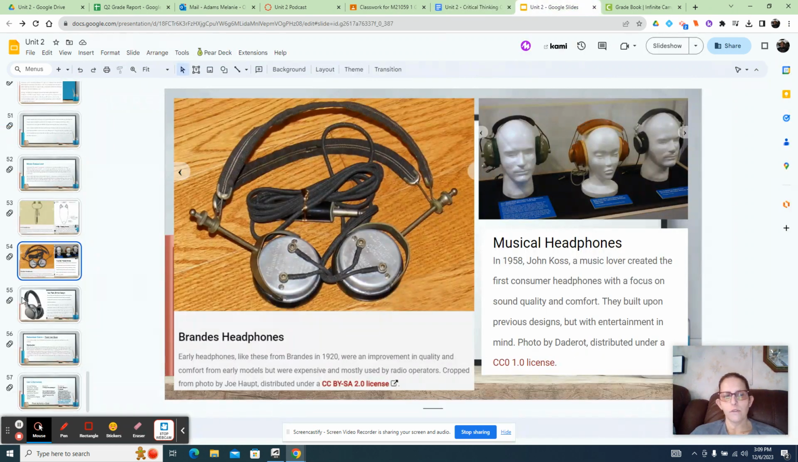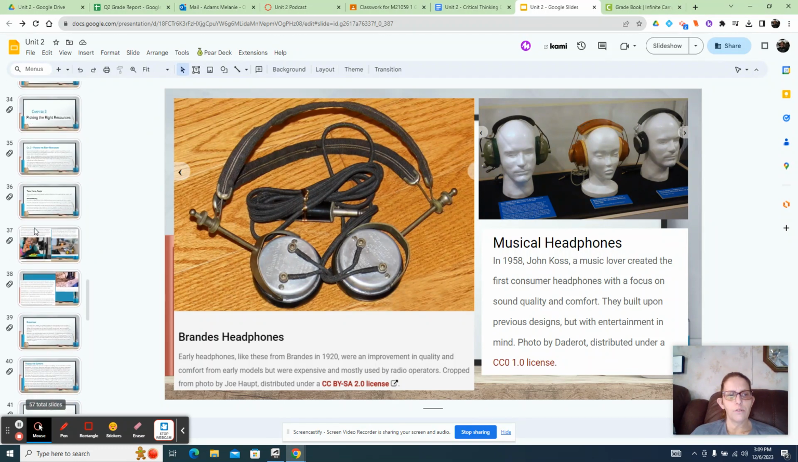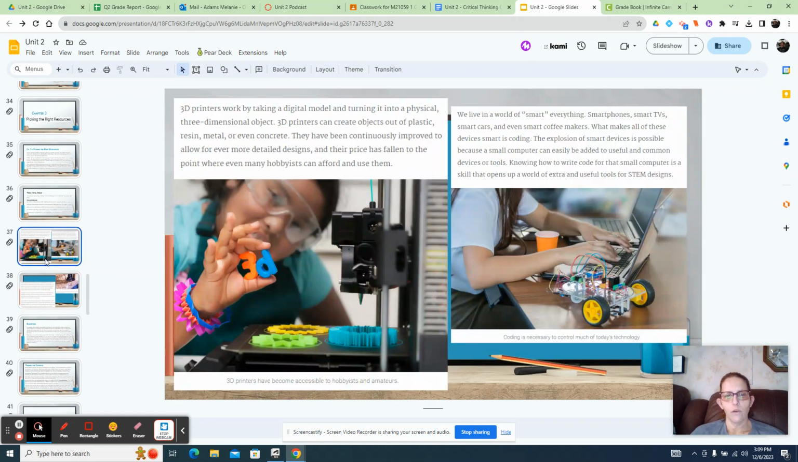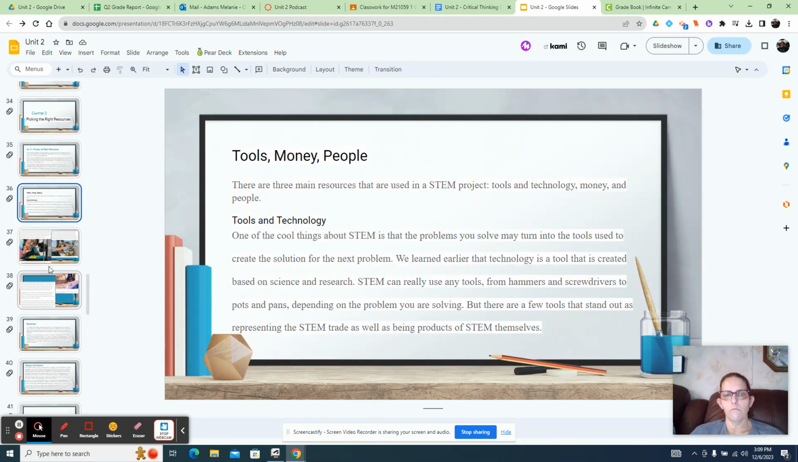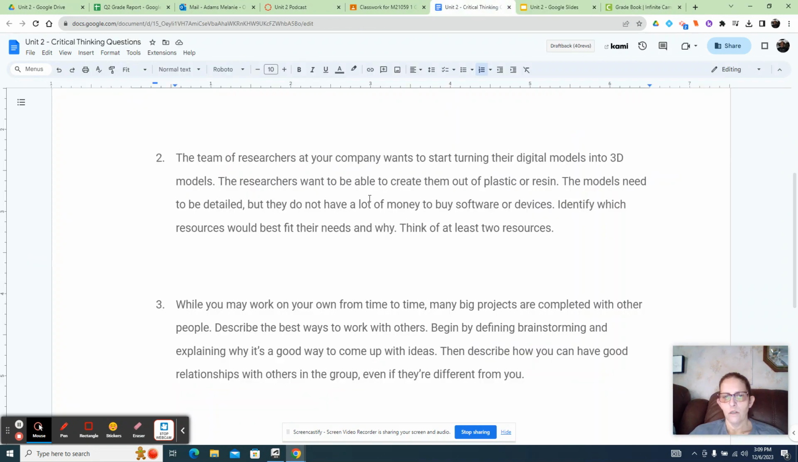What would you use? Would you use a 3D printer? Would you use a laser cutter? Okay, here are some different options. 3D printers would be one option, right? You can use plastic or resin, right? What else would you use? Could you use cardboard with that? I don't know. What does it ask?